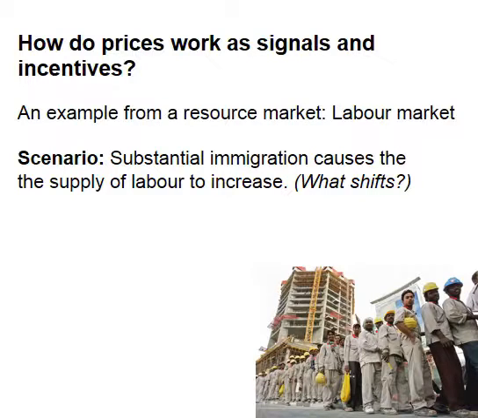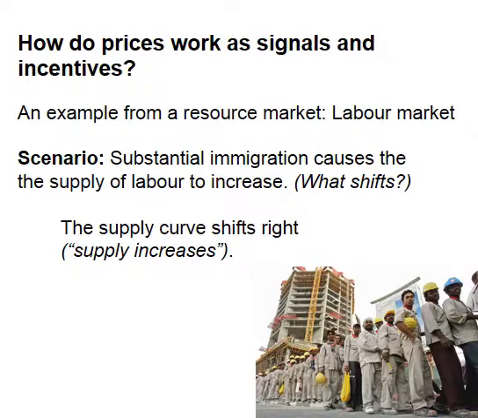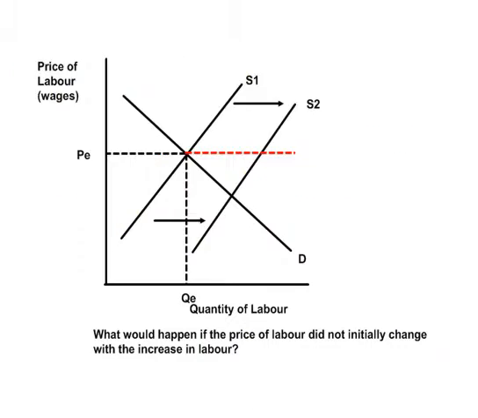How do prices work as signals and incentives? As an example from a resource market, we're going to look at the labor market. So scenario, let's say we have substantial immigration and it causes the supply of labor to increase. So what shifts? The supply curve for labor shifts right, so supply increases.